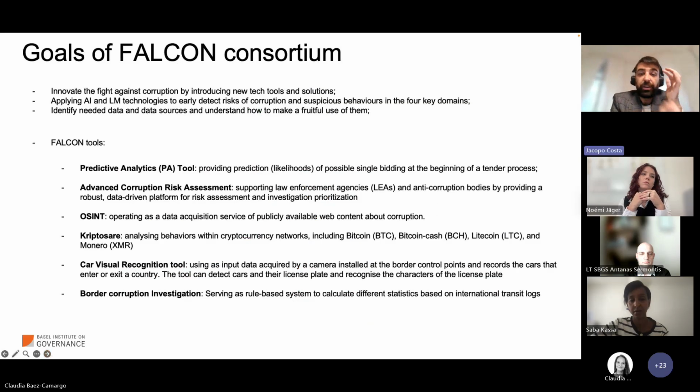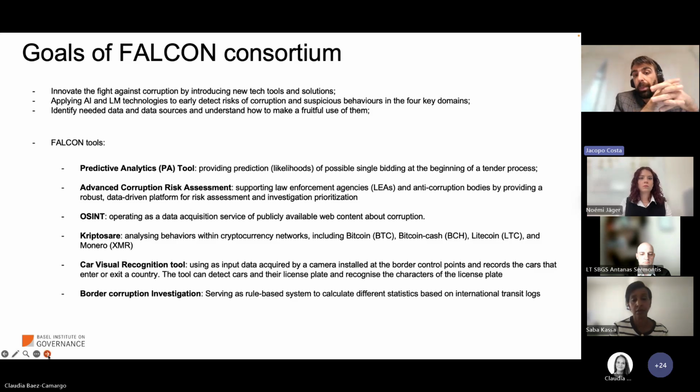The main goal of the FALCON project is to innovate the fight against corruption by introducing new technological tools and solutions. The idea is to apply artificial intelligence and machine learning technology for early detection of risk of corruption and suspicious behavior in the 4 key domains that I've disclosed to you before: public procurement, sanction circumvention, border corruption, and conflict of interest.